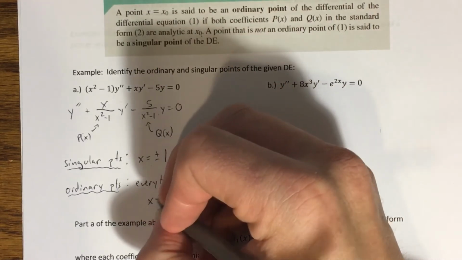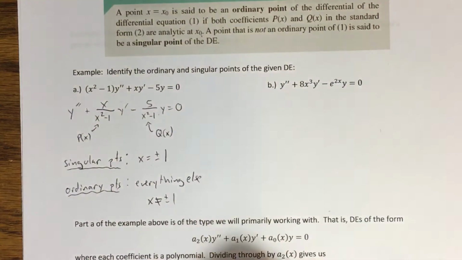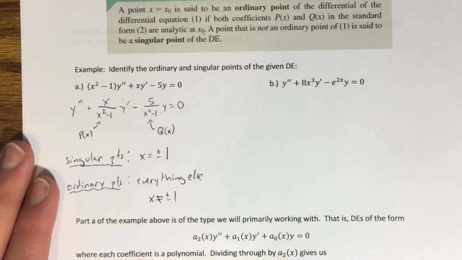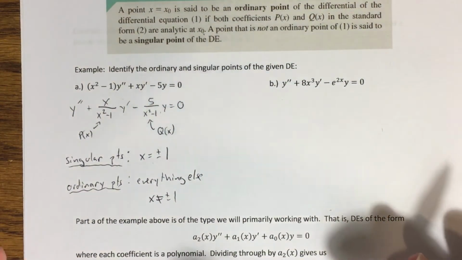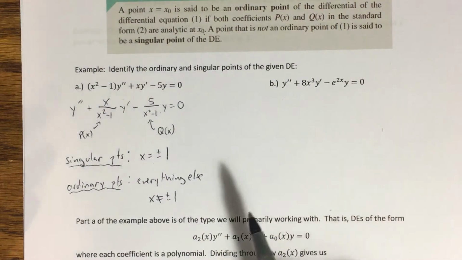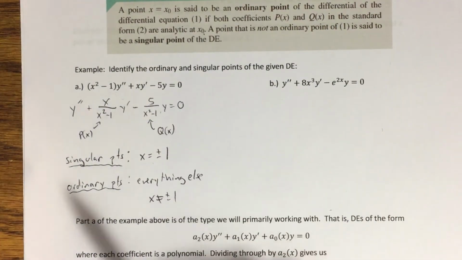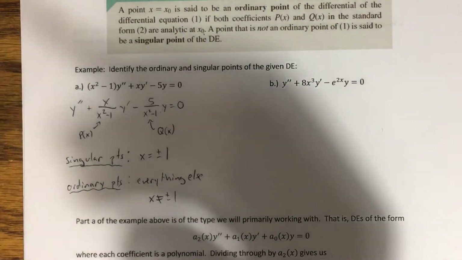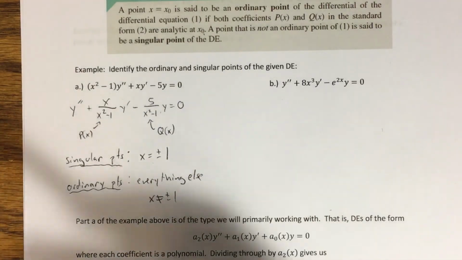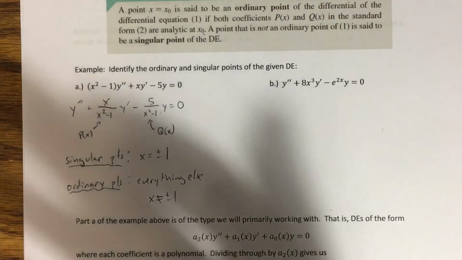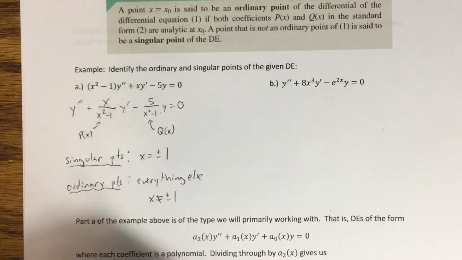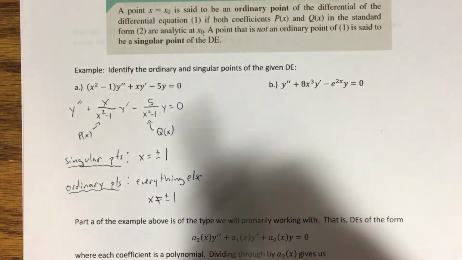Or equivalently, x is not equal to plus or minus 1. So all the real numbers except for plus or minus 1. Those would be ordinary points for that. Again, in the case of polynomials or rational functions or a lot of the familiar functions, exponential functions, logarithms, things like that, the question of identifying ordinary and singular points mostly just boils down to looking at the domains of those functions. Let's take a look at this second example.